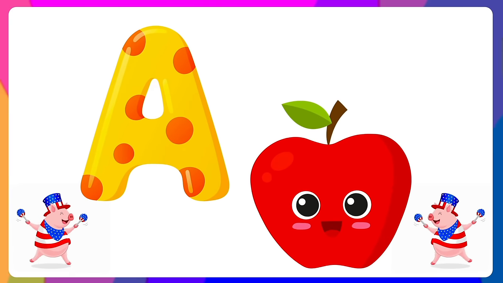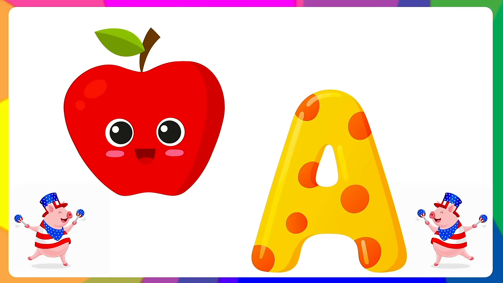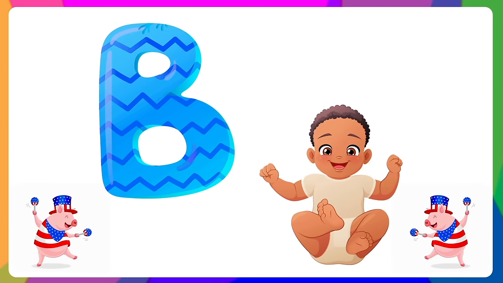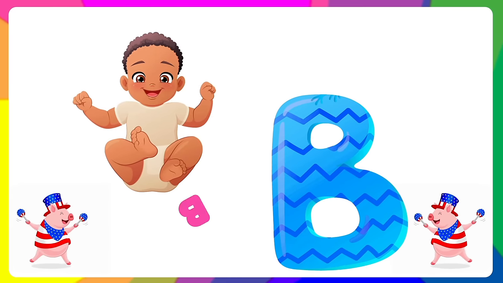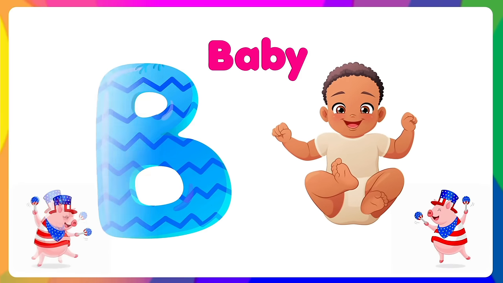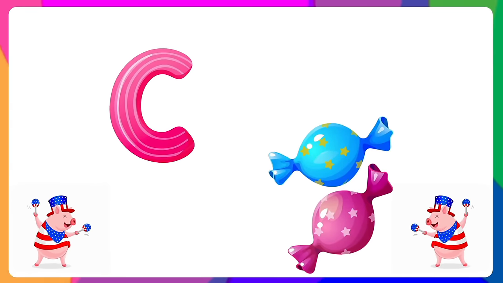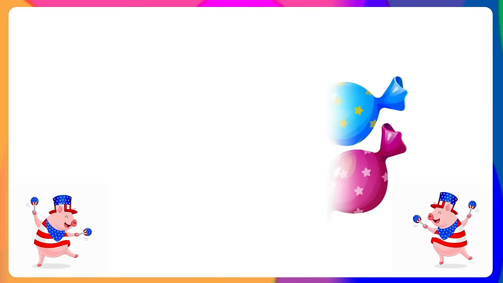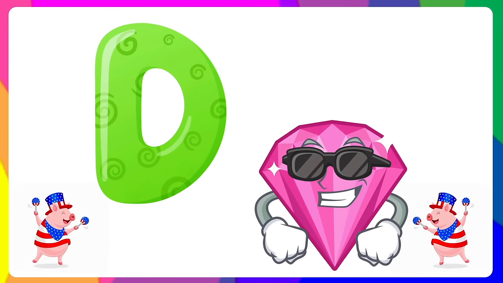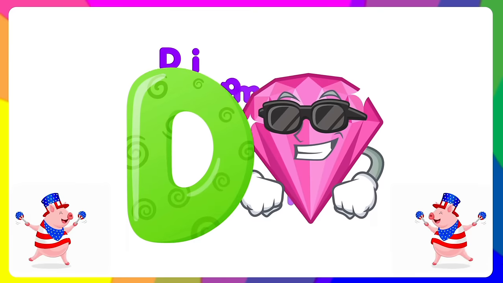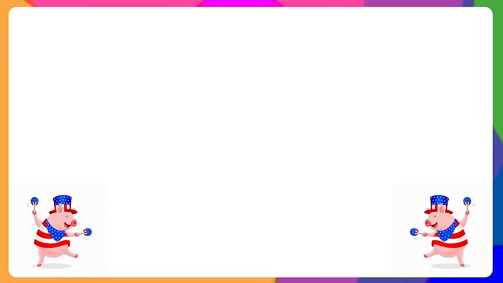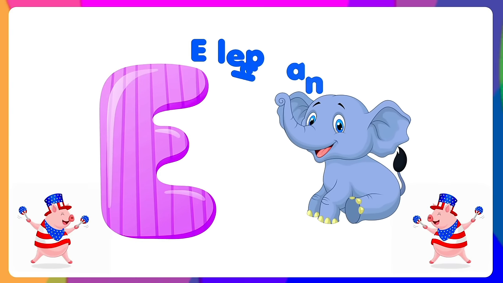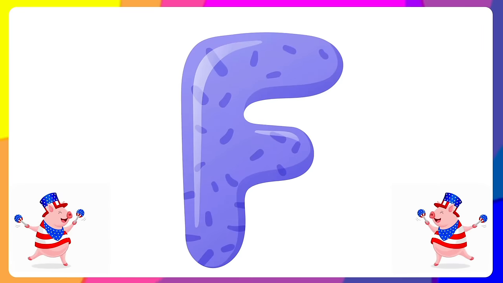A is for apple. Apple. A, apple. B is for baby. Baby. B, baby. C is for candy. Candy. C, candy. D is for diamond. Diamond. D, diamond. E is for elephant. Elephant. E, elephant. F is for fairy.